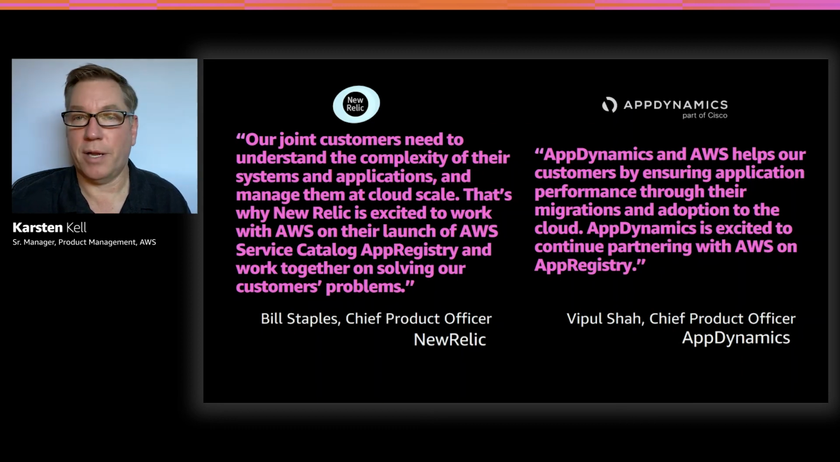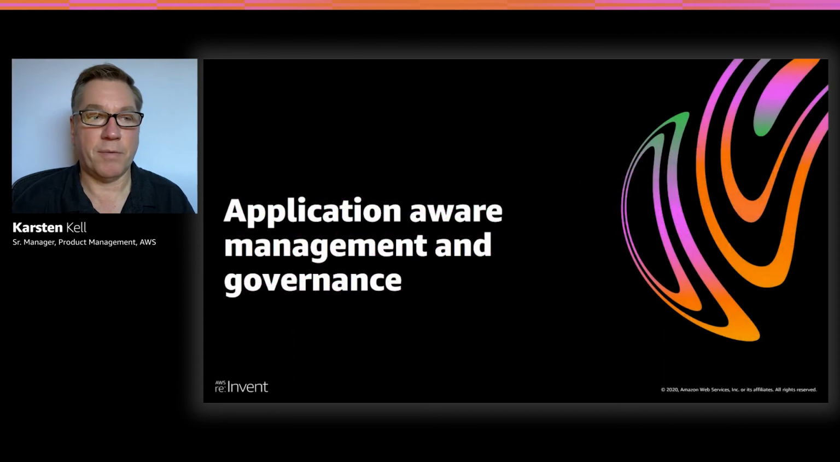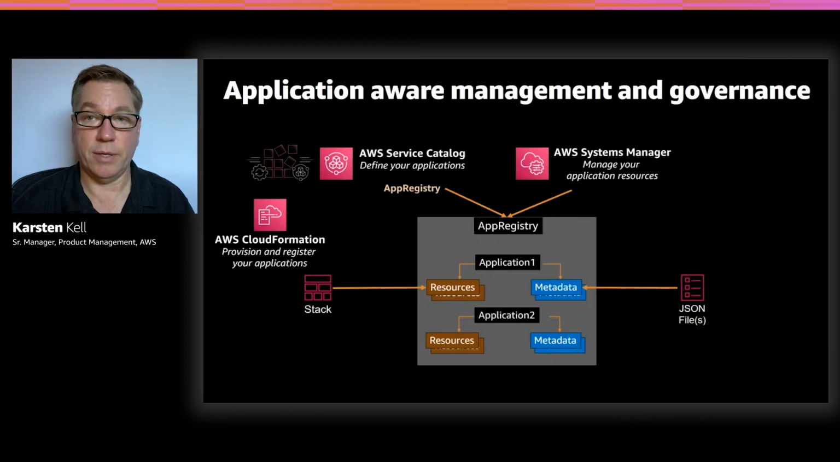And the last topic that I want to touch on is that by providing AppRegistry and this concept of an application, along with the tagging associated with an application, we provide what I call an AWS service principal primitive that lets other AWS services build on. So I've given a couple of examples here. So AWS Service Catalog now has AppRegistry.